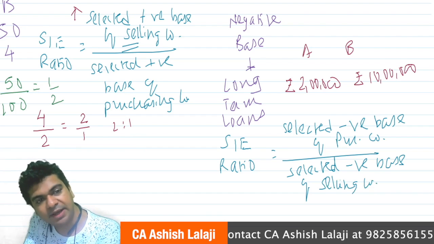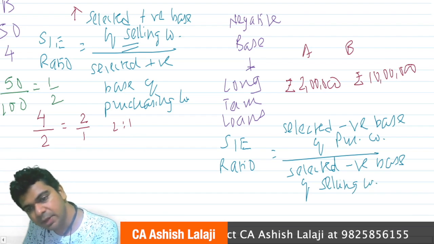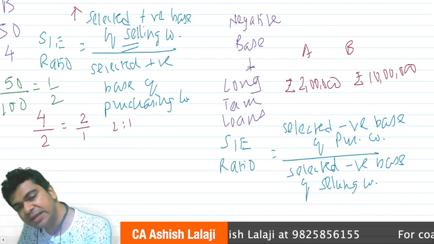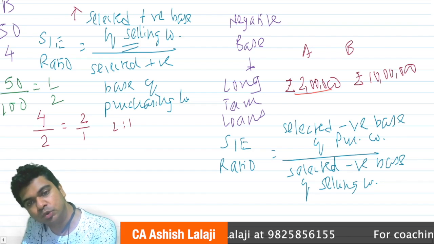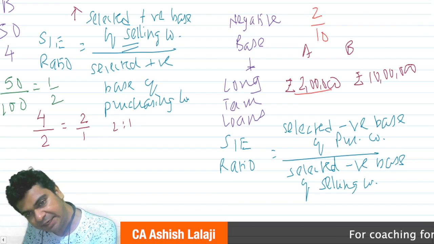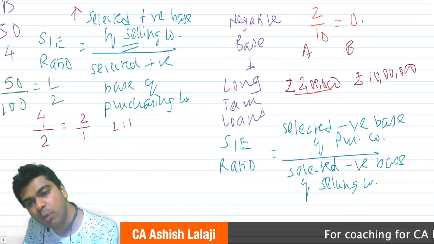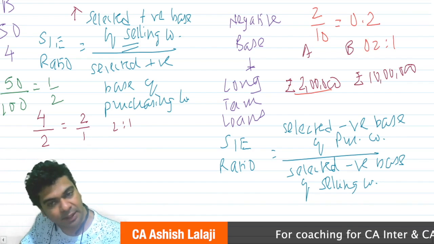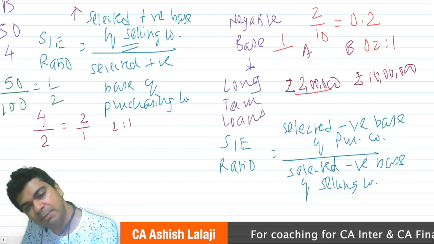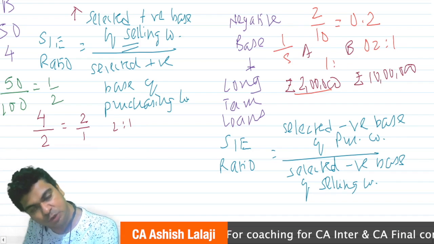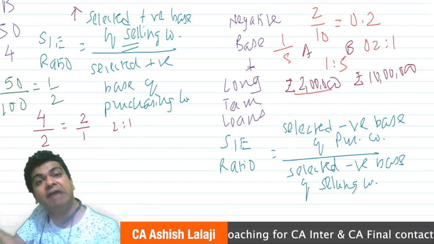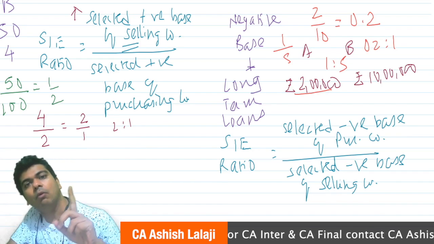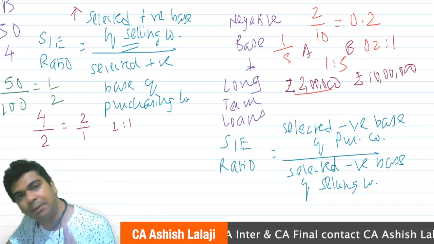In our example, what will happen? It will become the negative base of purchasing company, that is 2. So it will be 2 divided by 10, which will turn out to be, let us say, 0.2. 0.2 is to 1. What does that mean? I can even write this as 1 by 5, or 1 is to 5. For every 5 shares in the selling company, I will issue only 1 share of my company.